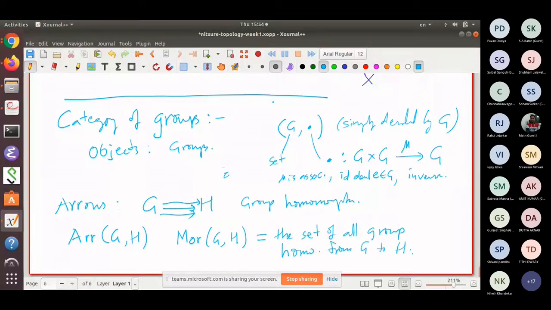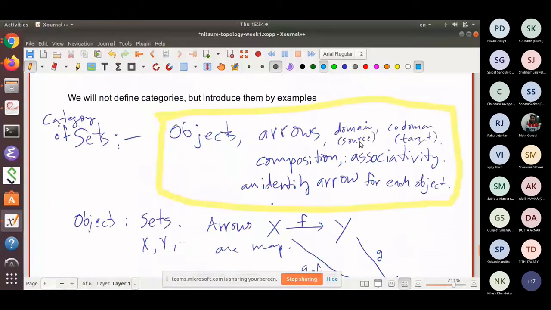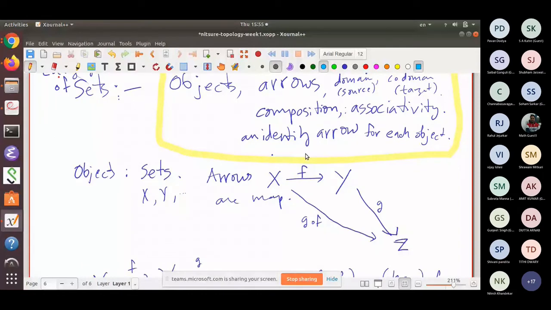So with this as the arrows, let us check whether the other things in the category are satisfied. So does every arrow have a source domain? Yes. It's from G to H. G is the domain and H is the codomain. Can you compose group homomorphisms? Well, these are maps. We can compose them as maps. The only point is, is the composite again a group homomorphism? Yes, it is. No problem. Is the composition associative? Yes. Being composition of set theoretic maps, it is associative. Is there an identity homomorphism? Yes. Send every group element to itself. That's also a group homomorphism.